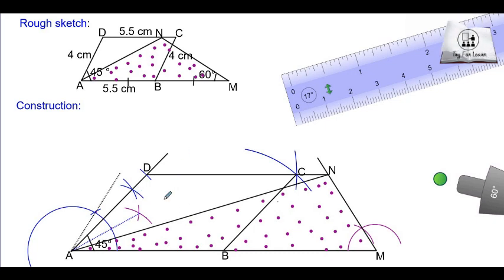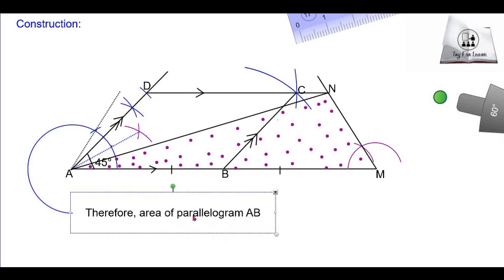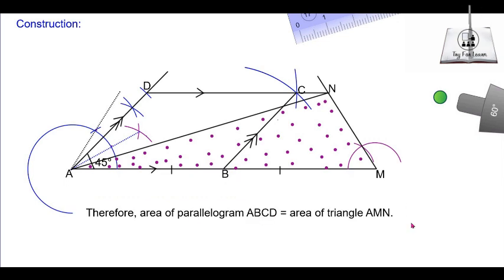Now here it's better to give symbols. Here AB is parallel to DC and AD is parallel to BC. Also, AB is equal to BM. We did this. Finally, here we should write what we did. We have drawn the area of parallelogram ABCD equal to the area of triangle AMN. So let's write here: therefore, area of parallelogram ABCD is equal to area of triangle AMN. It completes the construction of a triangle whose area is equal to the area of a parallelogram.